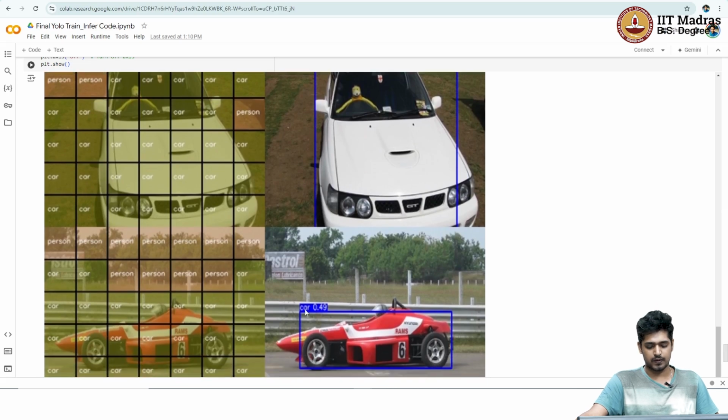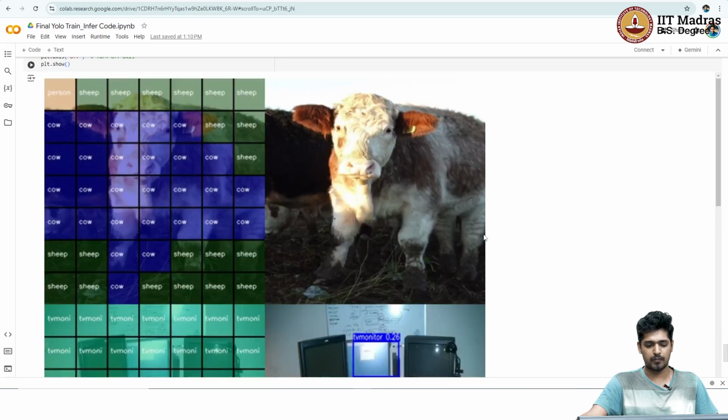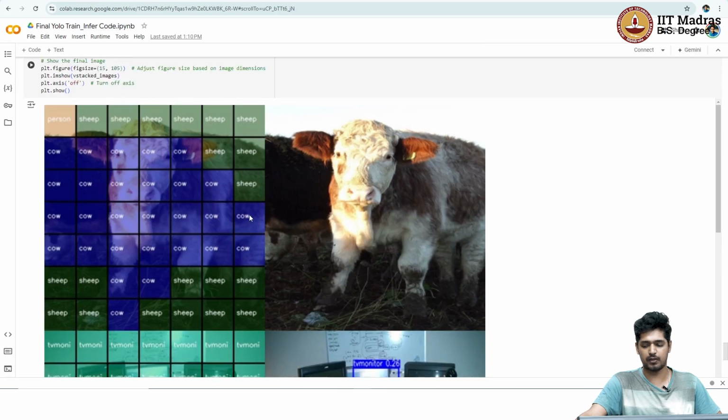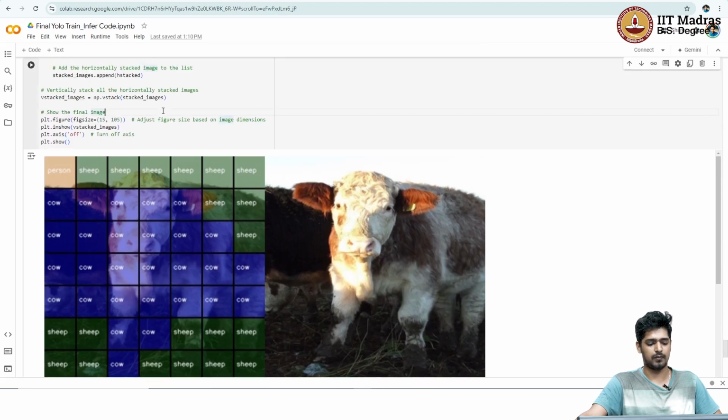So I have another one, which is the car. With this, I conclude the training of YOLO, and we have also seen the inference for the YOLO model. Further iterations, or further versions of YOLO, exist. The last one I have seen was YOLO V10. There are so many versions of YOLO, each one updated with minimalistic changes on top.